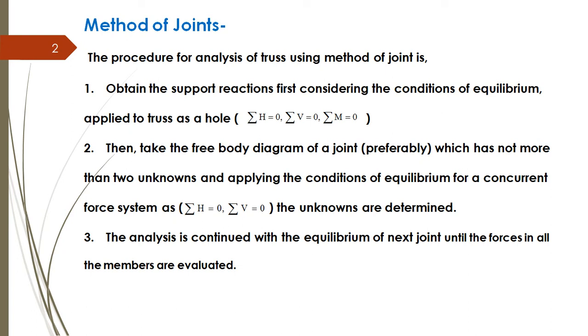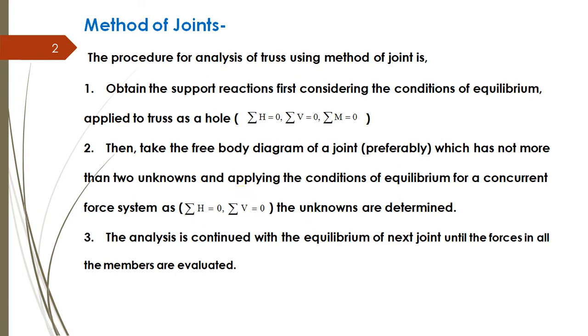In that case we have only two equations, that is summation of Fx is equal to 0 and the second condition is summation of Fy is equal to 0. So only two equations are available, and we can find out only two unknowns from those two equations. So care should be taken while selecting the joint for the analysis. The first joint should consist of only two unknowns, not more than that.